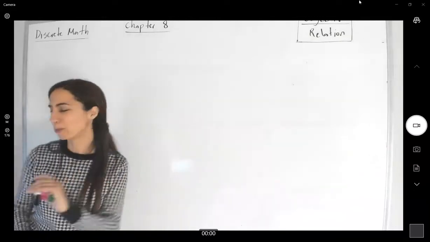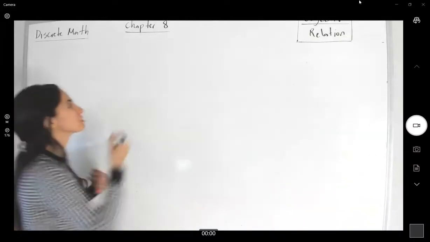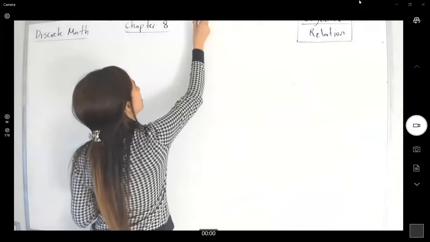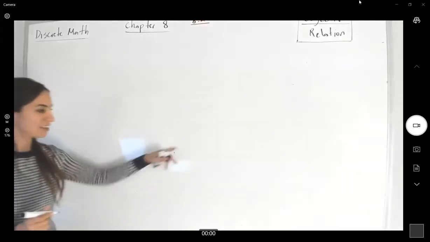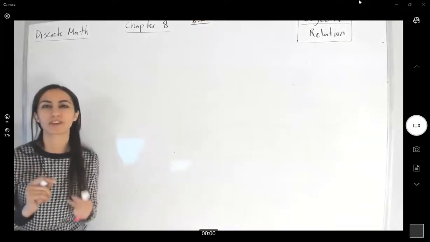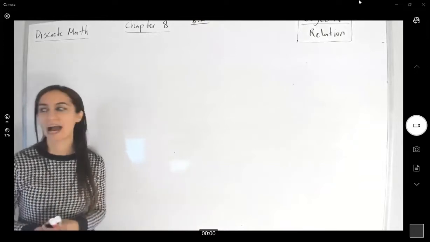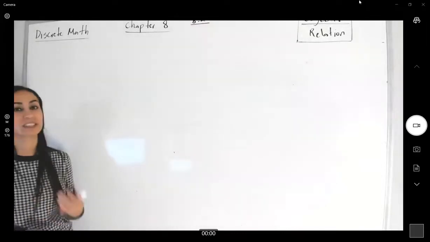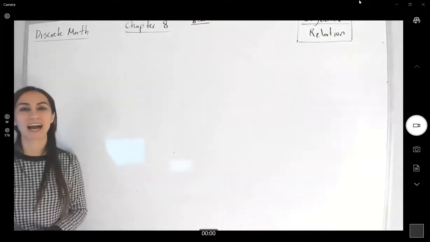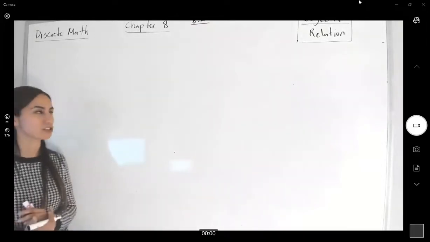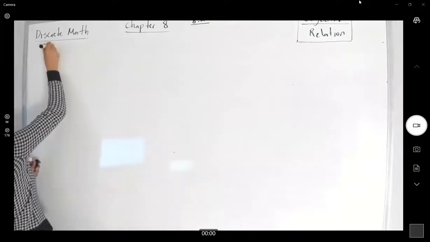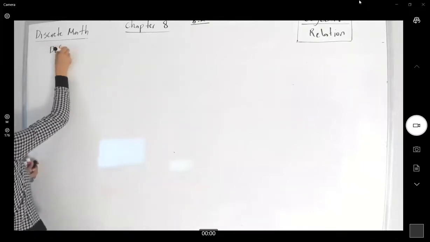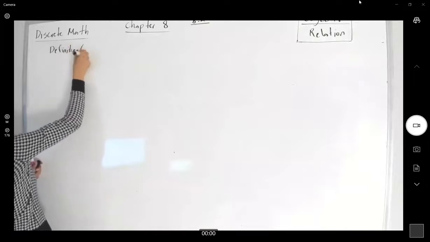To go over more definitions. We have special types of relations. We have reflexive relation, we have symmetric relation, and we also have transitive relations. So let's write down this definition. Then we're going to go over some examples.